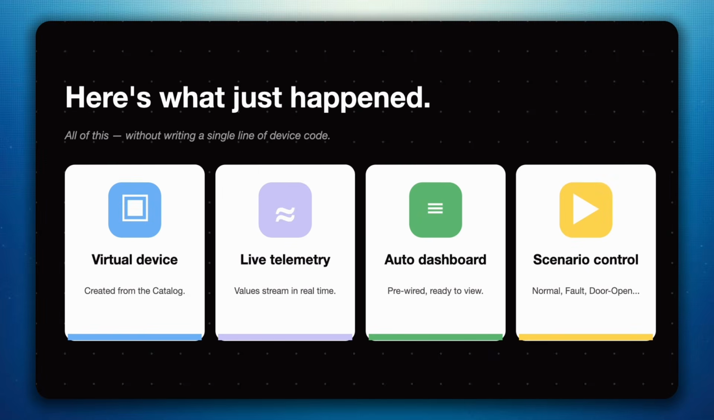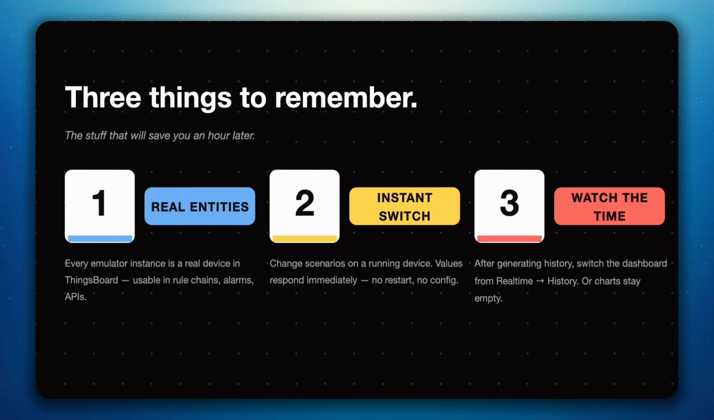So what did we cover? The ThingsBoard Device Emulator lets you create a virtual IoT device in seconds. No physical hardware, no protocol configuration, no credentials to manage. 3 things to remember. First, every emulator creates a real device in ThingsBoard. You can use it in rule chains, alarms, and integrations. Second, scenario switching is instant and non-destructive. Change it anytime to test edge cases. Third, after generating historical data, you must update the dashboard time window manually to see it.